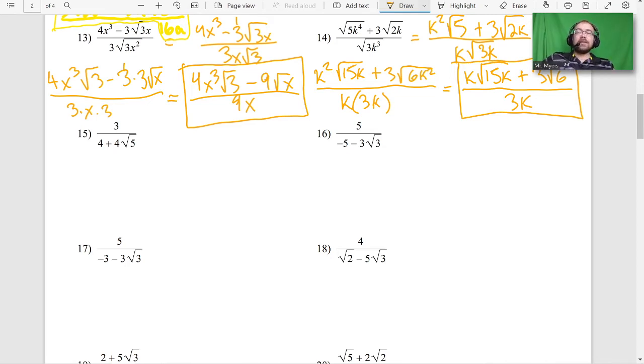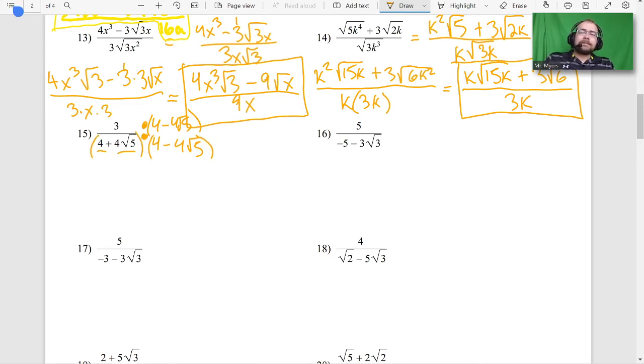There is something we can do, and that is the magic of conjugates. If I multiply a binomial, two terms, by its conjugate, and here's its conjugate, I'm going to multiply on the top and the bottom by 4 minus 4 root 5. 4 minus 4 root 5. Wrap it up in parentheses here.